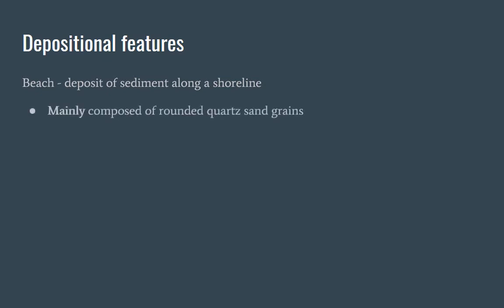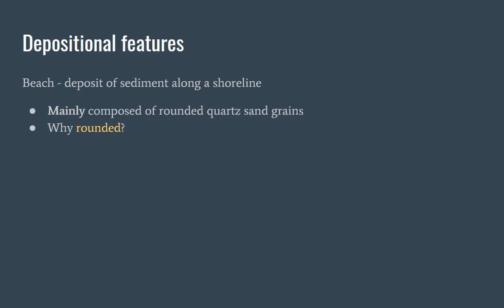So what are some depositional features we see on both passive and active continental margins? Well, you guys are most familiar with beaches. Beaches are just deposits of sediment along any shoreline. Beaches are mainly composed of rounded quartz sand grains. There are some exceptions to this, but if you were to take a census of all the beaches around the world, the majority would be rounded quartz sand.